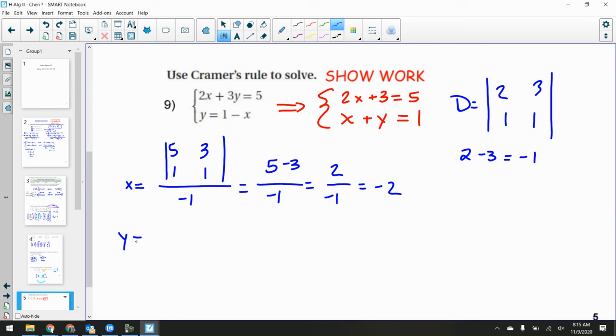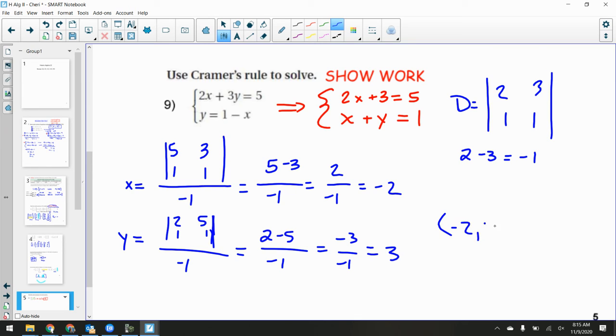And then for the y value, again, we replace the y coefficients with 5, 1. So my x's stay the same, 2, 1, all over negative 1. So that's a 2 minus 5 over negative 1, so negative 3 over negative 1, so positive 3. The solution is negative 2, comma, positive 3. Questions about that? You must show all of that work. Yes? Is that supposed to be 3y in the first one? Okay. That makes sense. We're good? Okay.